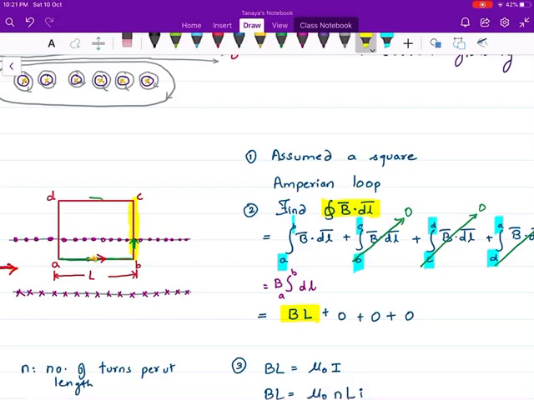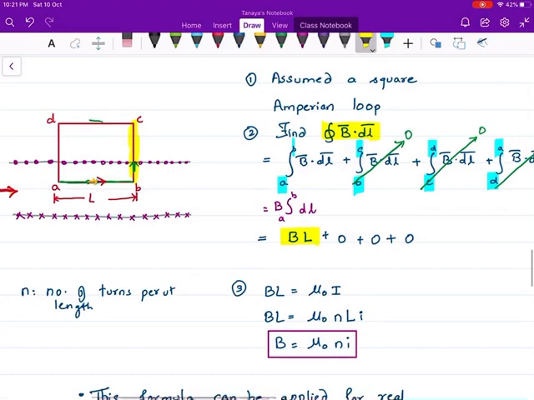We are going to equate this to mu naught I, because that is Ampere's law, that integration of B bar dot dl bar is equal to mu naught I. So I get BL is equal to mu naught I. Now what is this I, this capital I? This capital I is the current that is enclosed by this loop. I have to find out that current now. I don't know what is that current, is it not?